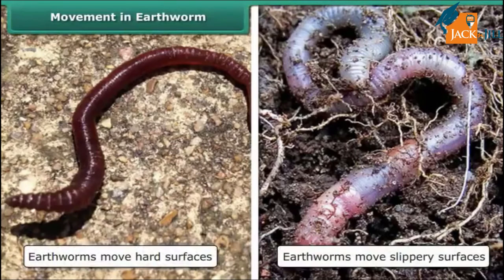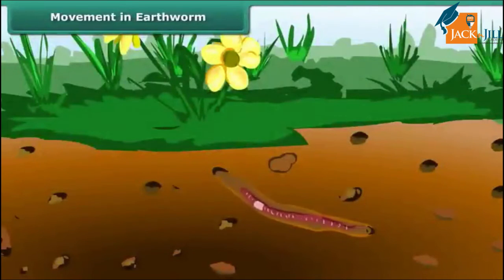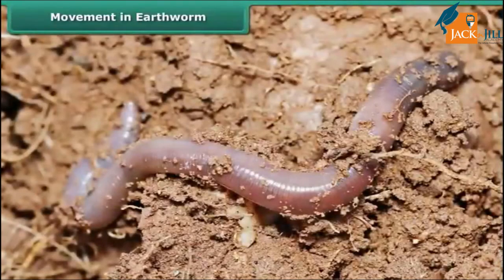Earthworms have tiny, stiff hair-like projections called bristles under their body. They grab the soil with the help of these bristles. Earthworms first stretch and then contract their muscles to move. As a result, they cover only a small distance with every move. A slimy substance secreted by the earthworm helps it to move.